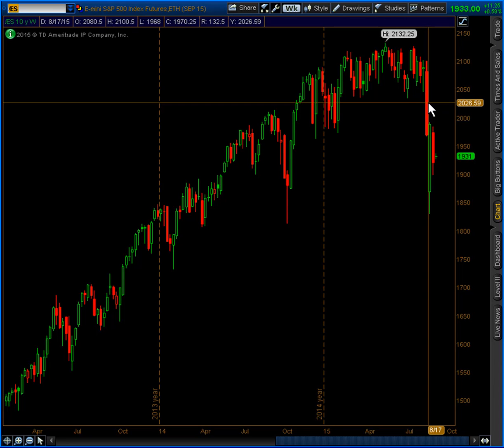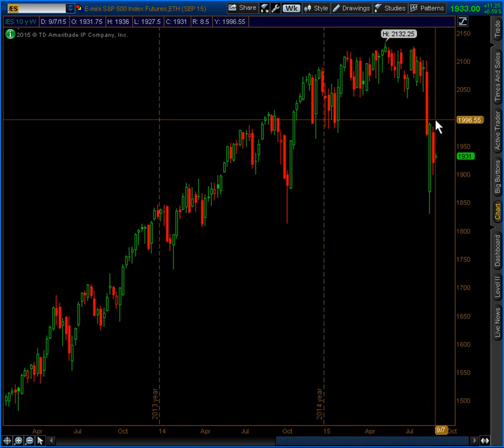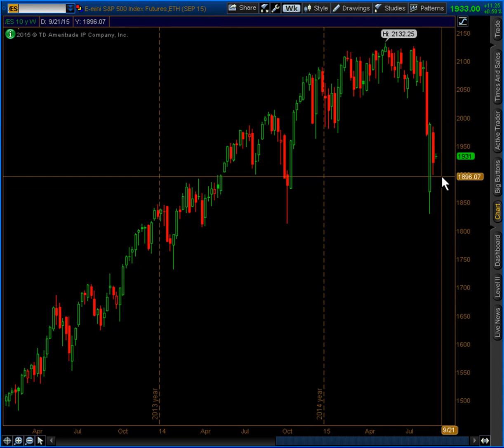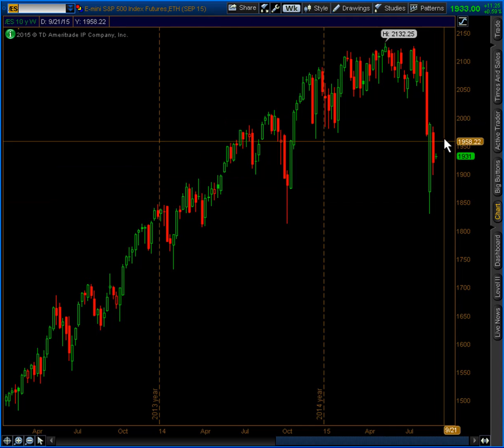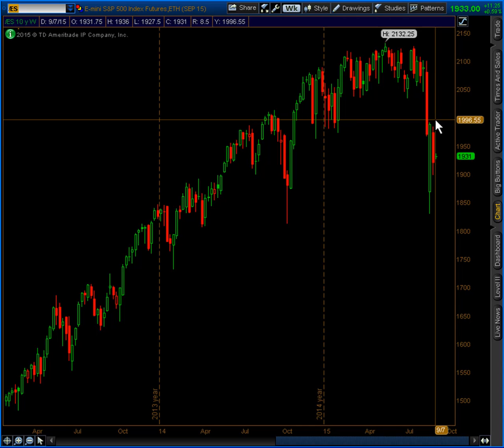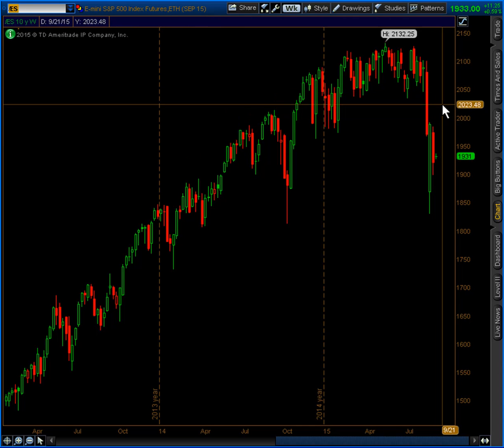Because when you do go long, you know your risk. I can go long right above this area, 1996. I can go long with my stop underneath it, because I could very well be wrong if I'm saying we're going to the downside here.